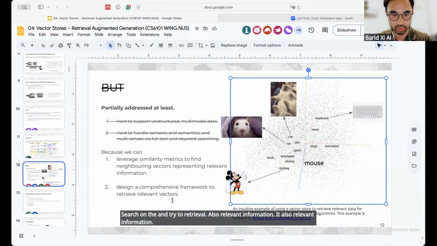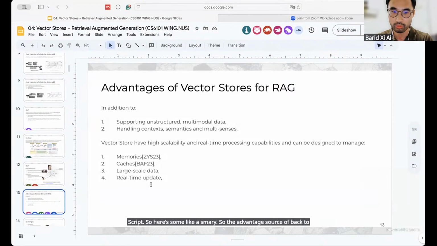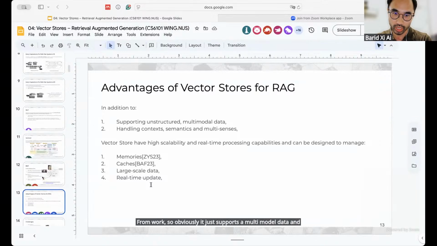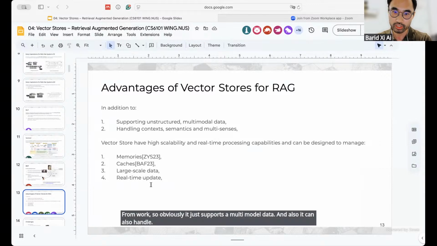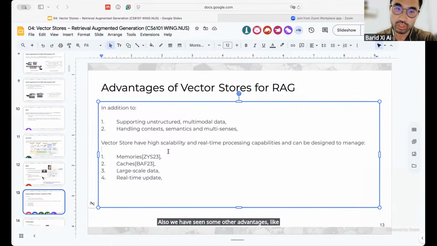beyond the string. Here are some summaries of the advantages of vector stores for the RAG framework. Obviously it supports unstructured multimodal data, and it can also handle semantic search results, as you can see in the example. We have also seen some other advantages: we can use vector stores to manage memories, and we can also use them to manage caches.